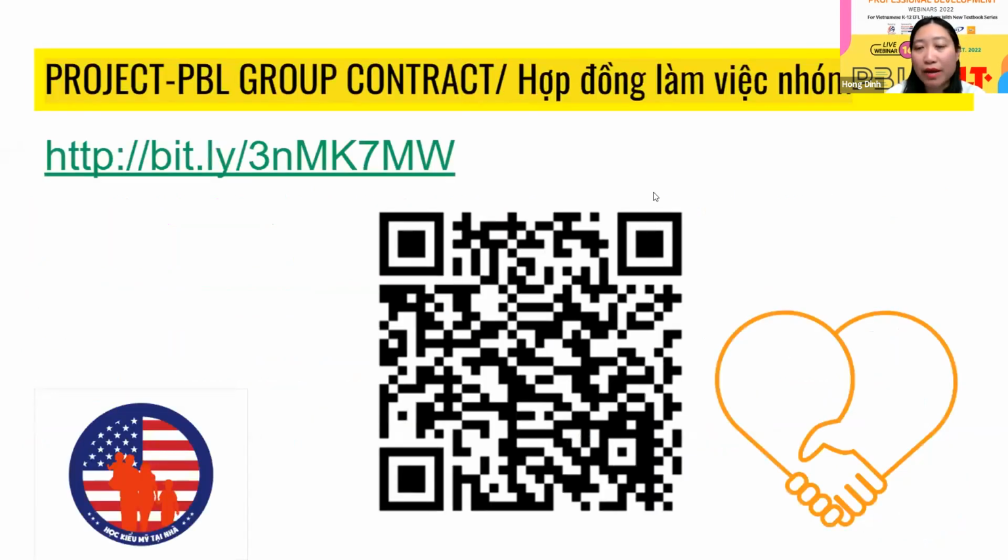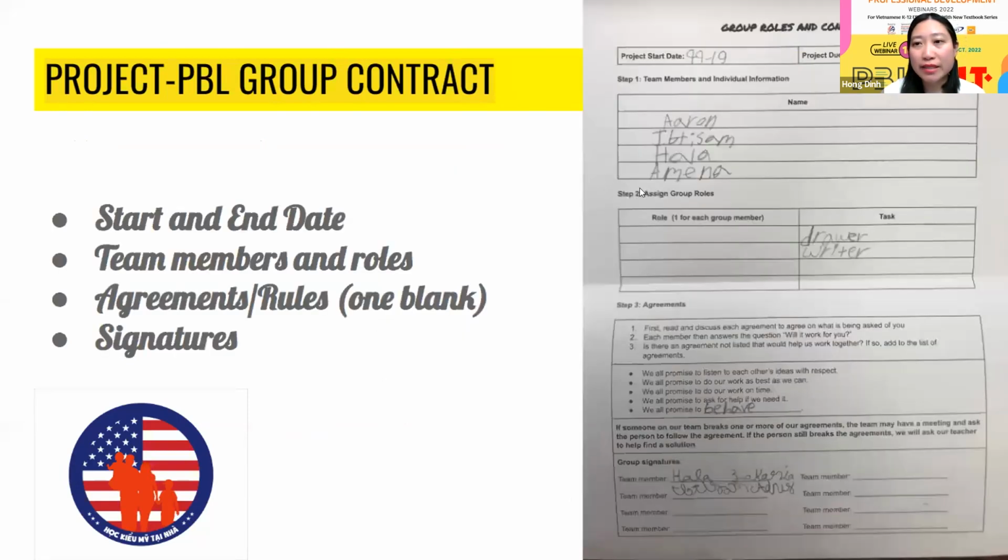And this is a very crucial part as well. For every single project that I do, I will have a group contract. If you want, you can scan the QR code or follow the link to read more about it. Basically, a group contract is to hold everyone accountable. It has start and end dates. It has team members' names and roles, and it has a lot of agreements listed. And of course, there's one blank one because they can come up with their own rules for their team. And it has the group signatures.